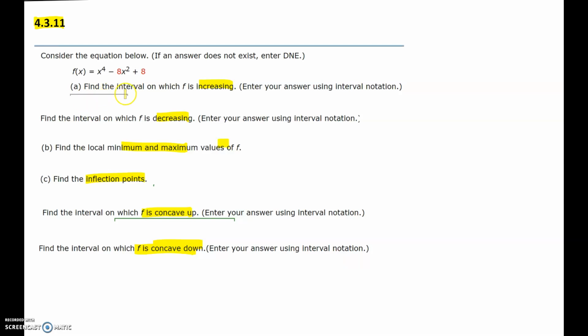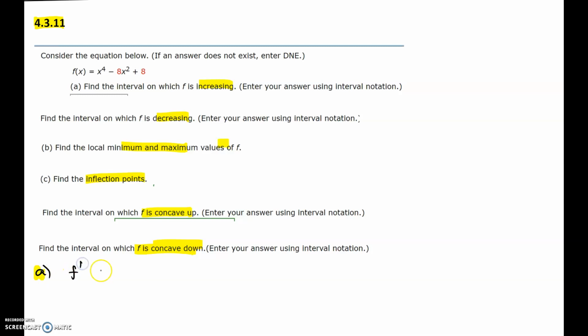Part A is to find in which interval f is increasing. We know that f is increasing when the derivative is positive. So we have to find the interval on which f prime is positive. So we will find the derivative first and set that to 0.